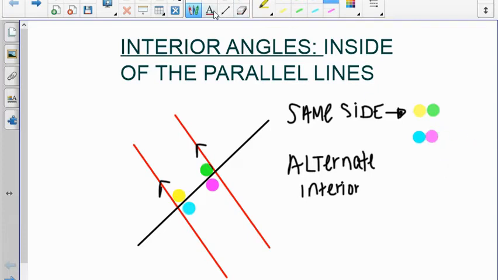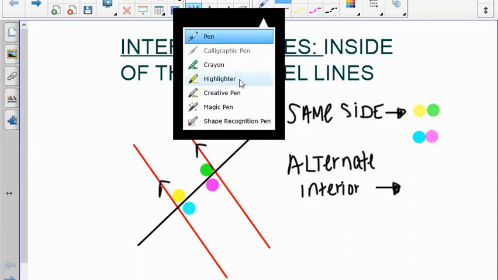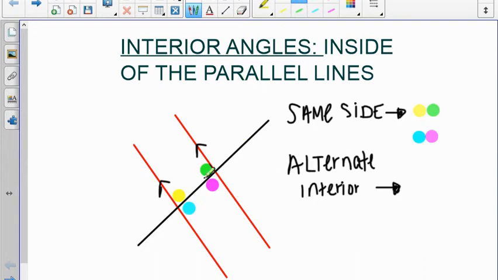Now, alternate interior, we can figure out what the word alternate means too, because in English and in other classes, you might have heard the word alternate, okay? Alternate means, in this case, the opposite. So when I'm looking for alternate interior angles, I'm talking about green and blue. Those are alternate interior. And yellow and purple. Those are alternate interior. So there are some important facts about these angles, okay?